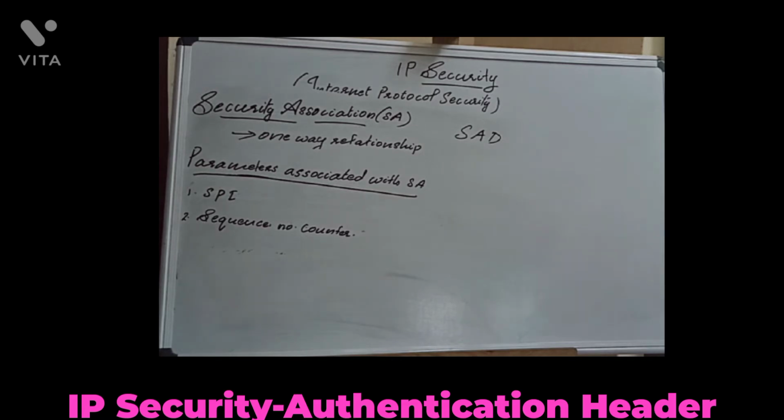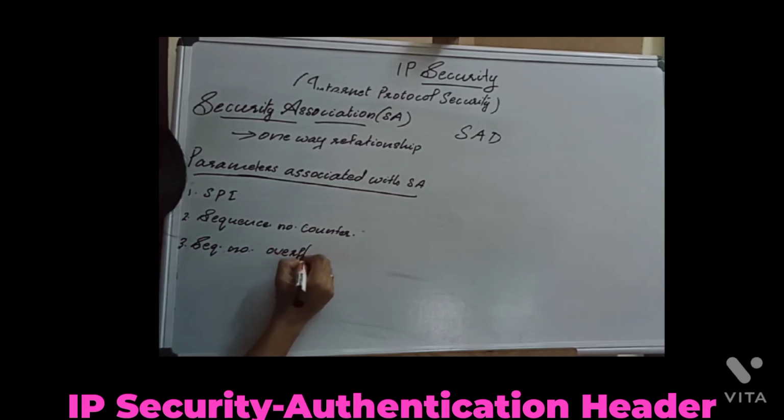Third one is sequence number overflow. Sequence number overflow. This flag indicates where to stop the messages. Sequence number overflow is the flag used to indicate where messages have to be stopped.